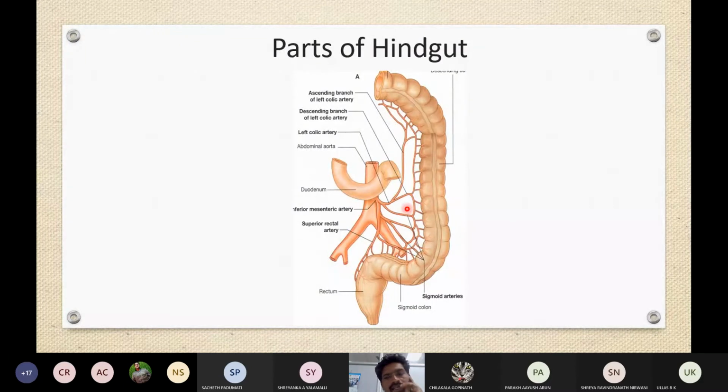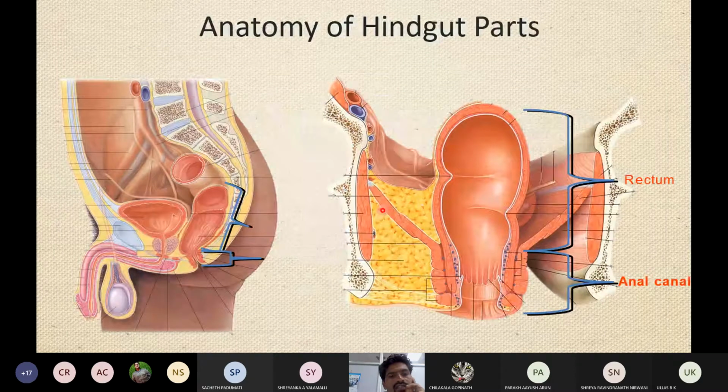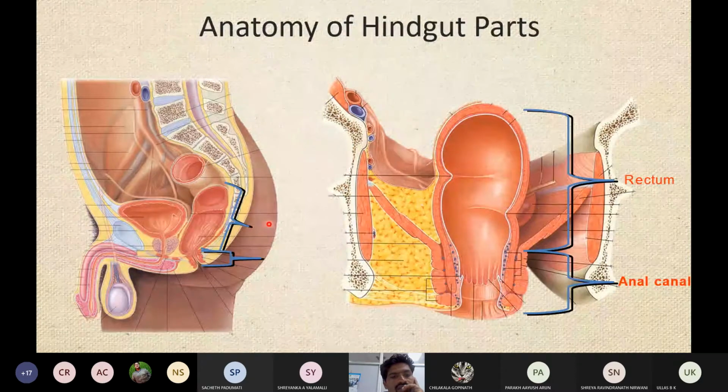Among the hindgut parts, in the enlarged view of the pelvis cut section, you can see the sigmoid colon, rectum, and the anal canal. Anal canal is a very small area. You can see the rectum completely, and the valves inside the rectum. The same view is enlarged over here, showing the inner walls of the rectum. I'm not going into detail of all these parts. You will be learning this in gross anatomy. I just want to make some highlights.